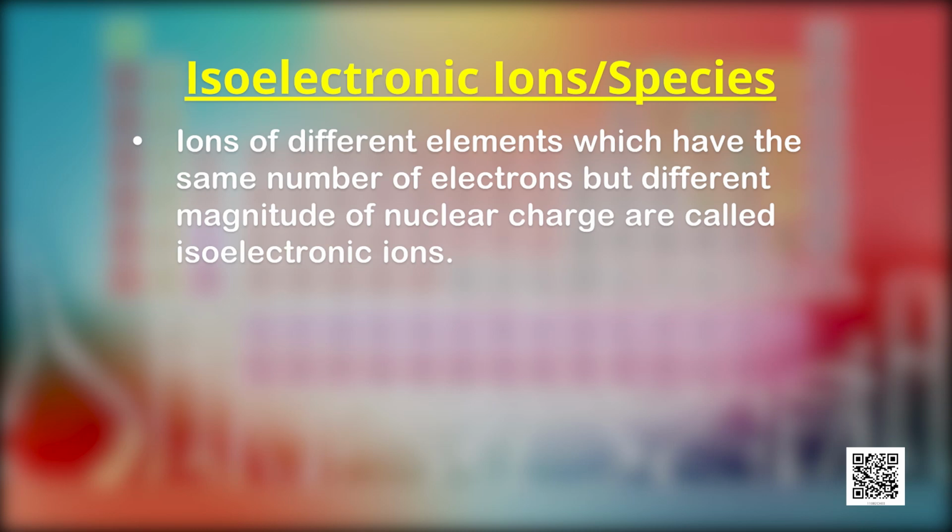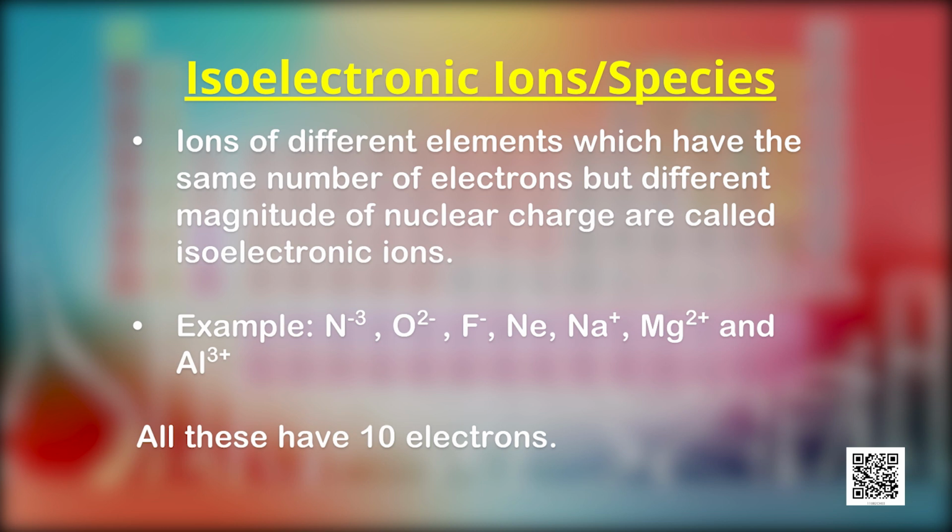Do you know? There are certain ions which have the same number of electrons. The ions and the atoms which have the same number of electrons but differ in the magnitude of nuclear charge are called isoelectronic species. Example, nitride ions, oxide ions, fluoride ions, sodium ions, magnesium ions, and aluminium ions. They all have 10 electrons in them.